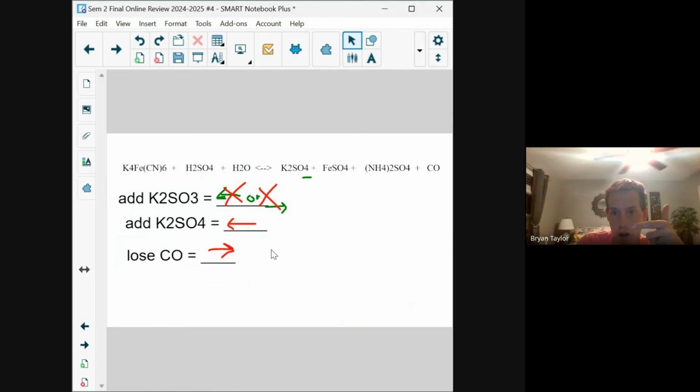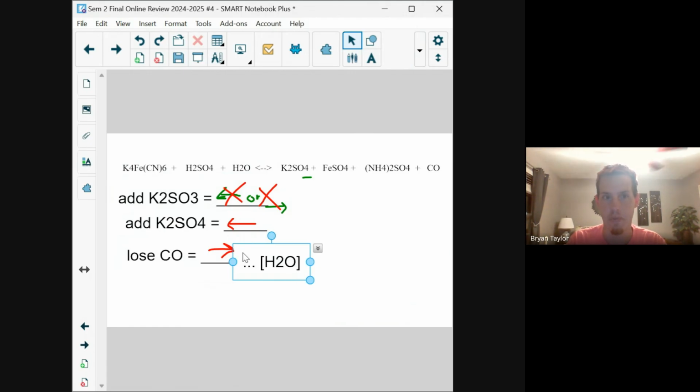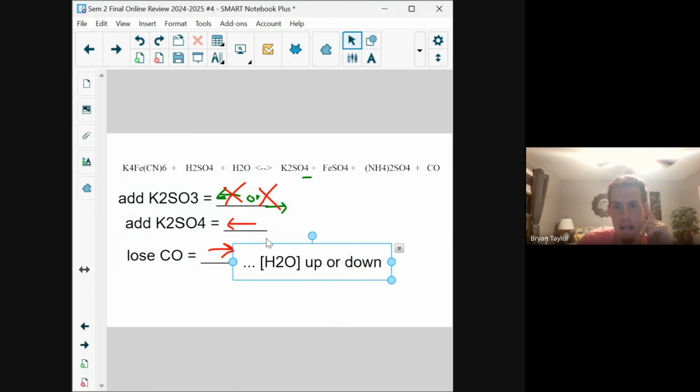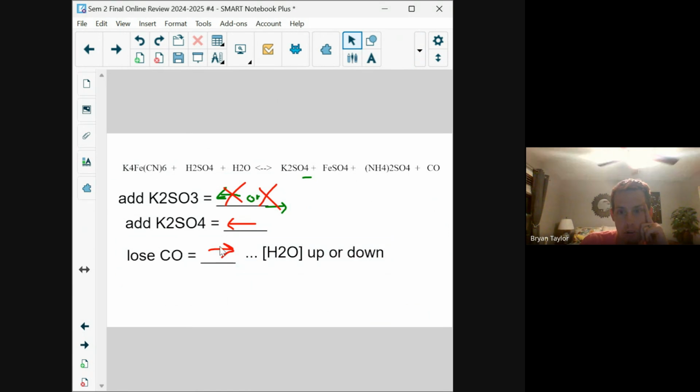Okay. We're going to use this problem. If we're going forward, what happens to the H2O? Does it go up or down? I am not pointing at it for this problem. Okay, down, down. Down, down, down.